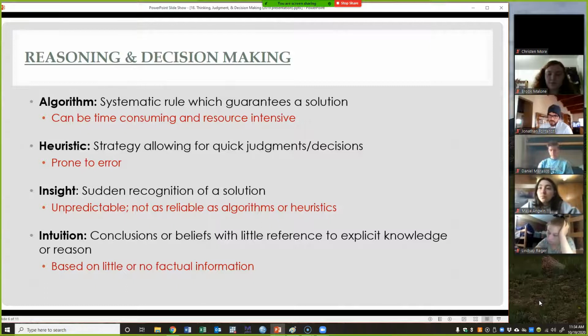Okay. So if we're thinking about reasoning and decision making, we use all of these, right? If we're being flexible, sometimes we're using heuristics, algorithms, and insight hits us sometimes, which is nice. Sometimes we're just going on our intuition. But again, all of these are different approaches to making different types of decisions.